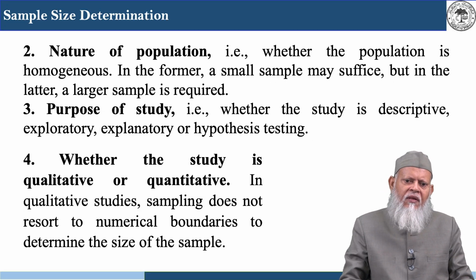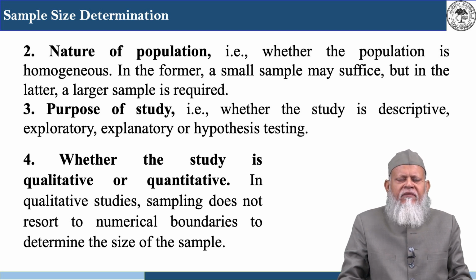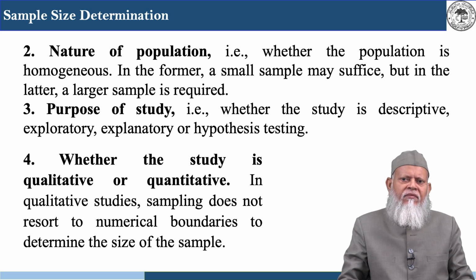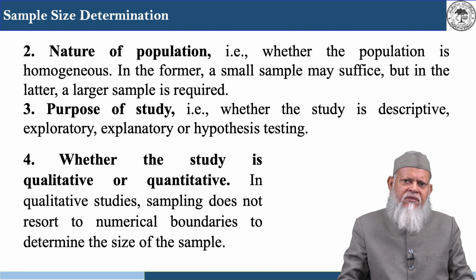Then the next thing that we should keep in mind is whether the population is homogeneous. What do we mean by homogeneous? Homogeneous means they are of a similar type, and the opposite of this is heterogeneous. Heterogeneous is of different types. So it again depends upon the homogeneity or heterogeneity of the population.